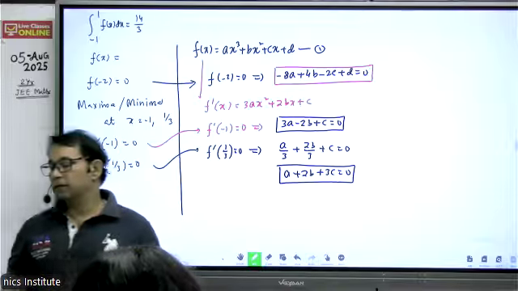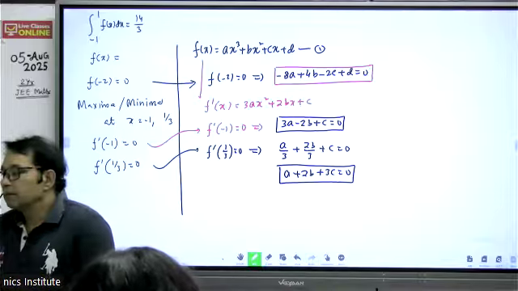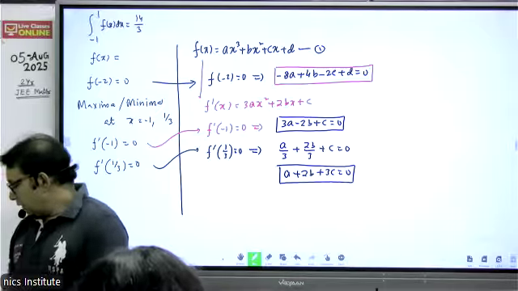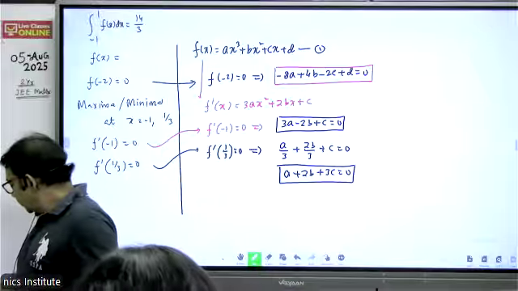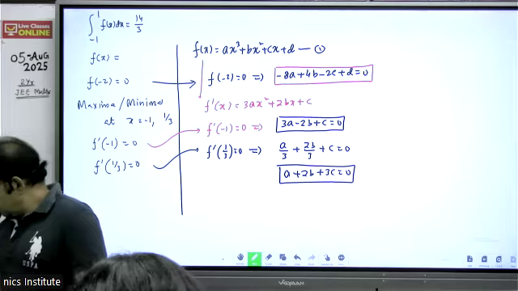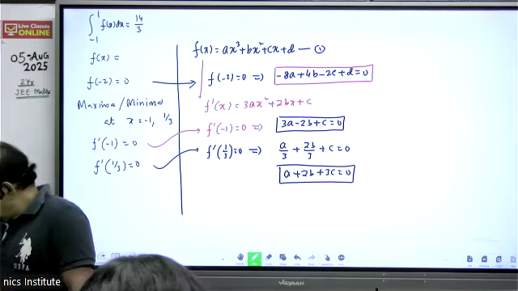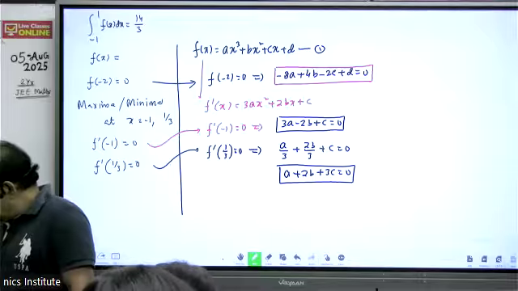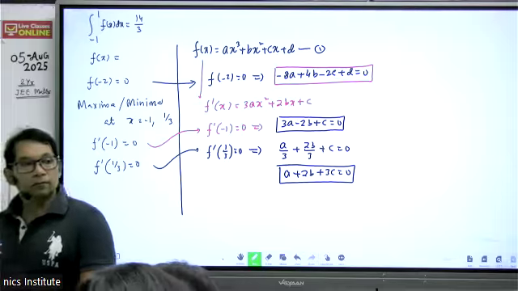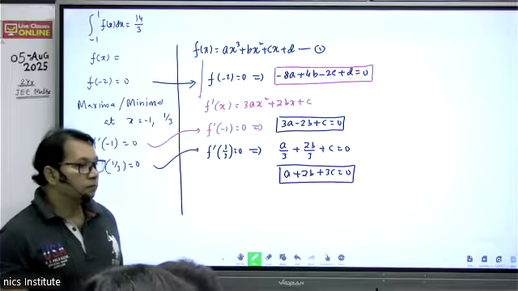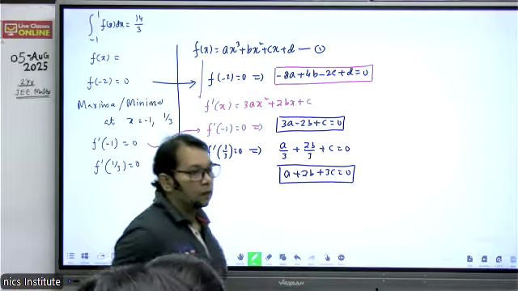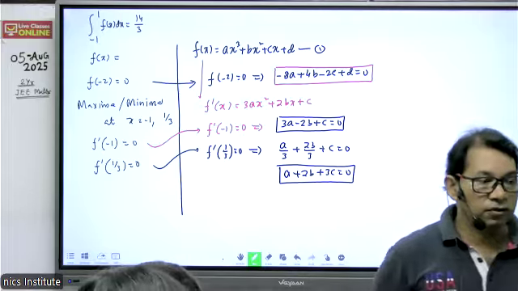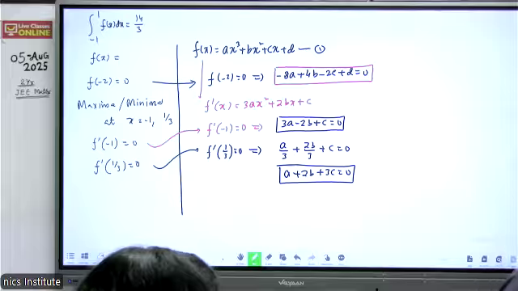Then the integration. Tell me the equation you're getting after integrating it. There are four terms in the function. Otherwise, you can apply some concept we have learned earlier.